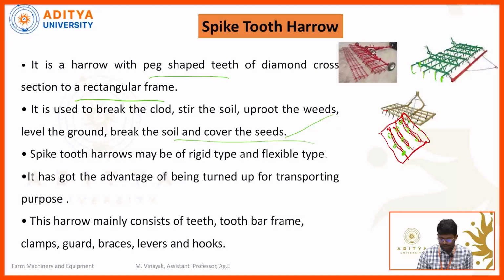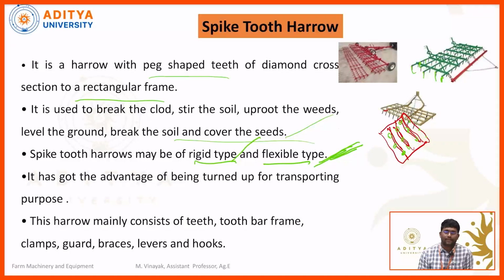Spike tooth harrow may be rigid type or flexible type. Rigid type is used where the soil does not contain any rocks or pebbles. If the soil contains rocks as well as some hard materials present over the field, we can operate only with the flexible type harrow.